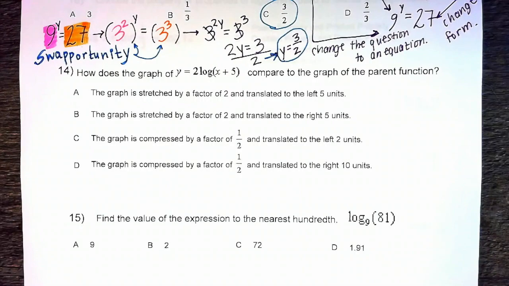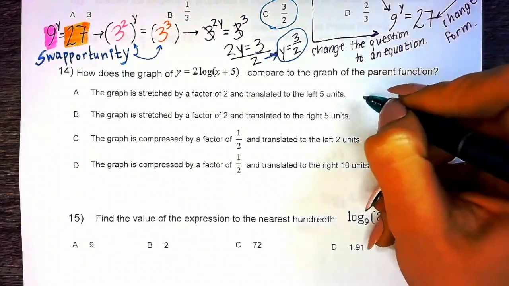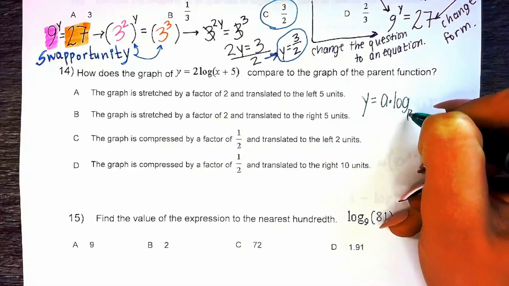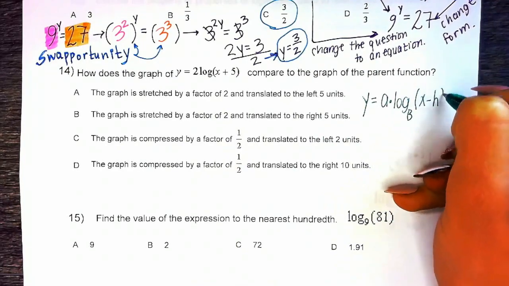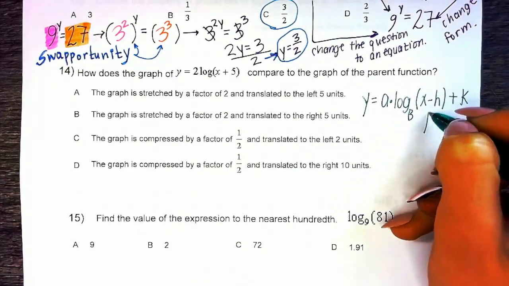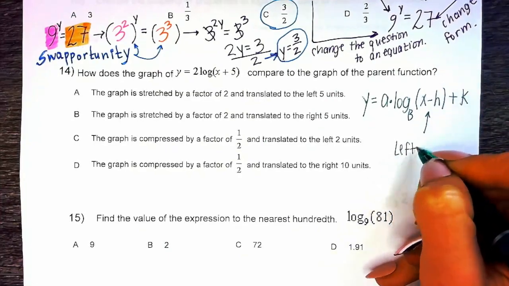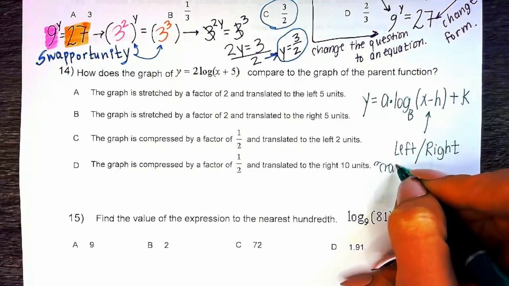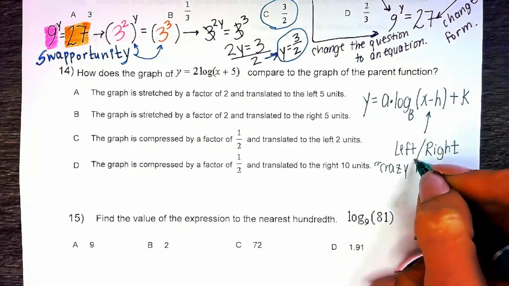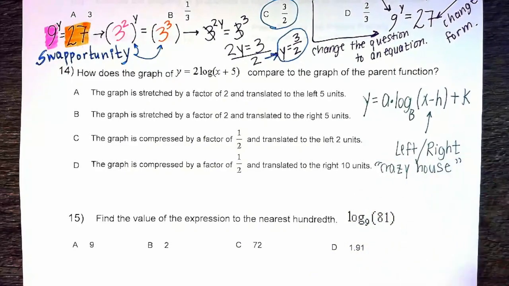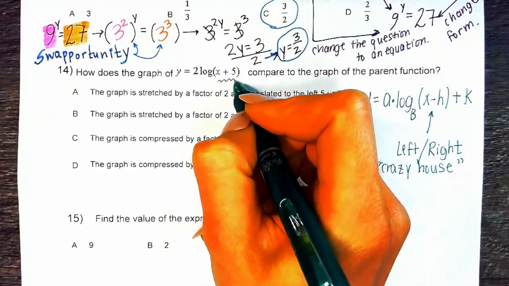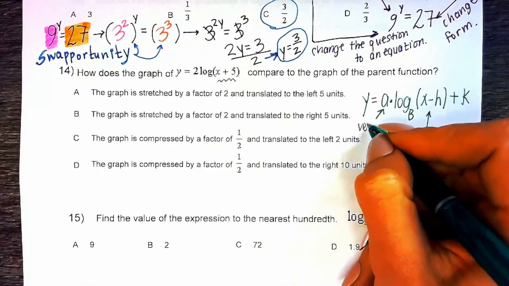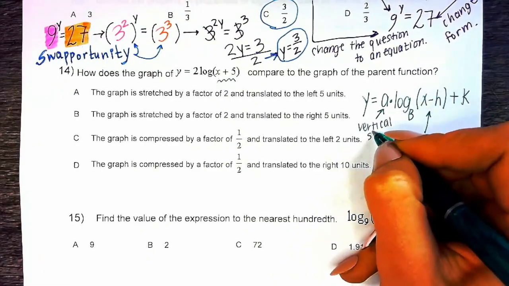The rules for transformations apply the same to all parent functions. The 2 coefficient in front of our logarithmic equation is often represented by a lowercase a during lessons in class. The x plus 5 is often represented as x minus h, and we just happen to not have a plus k in this example because our plus k is really plus 0.